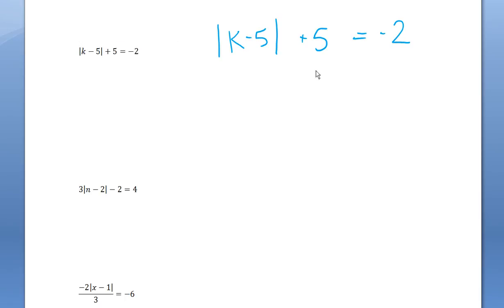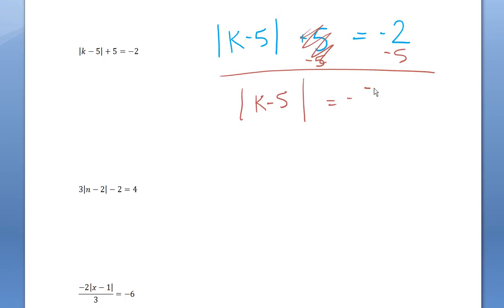Before I can do any of this, I need to get what's inside the absolute value isolated. I need to get it all by itself on one side of the equal sign. So I'm going to do that by subtracting 5 from both sides. I'm left with the absolute value of k minus 5. That made 0, is equal to negative 7.